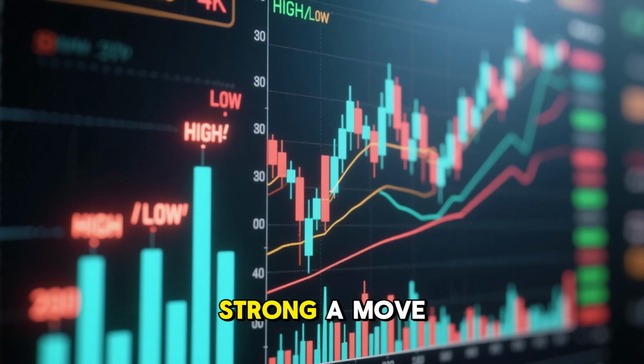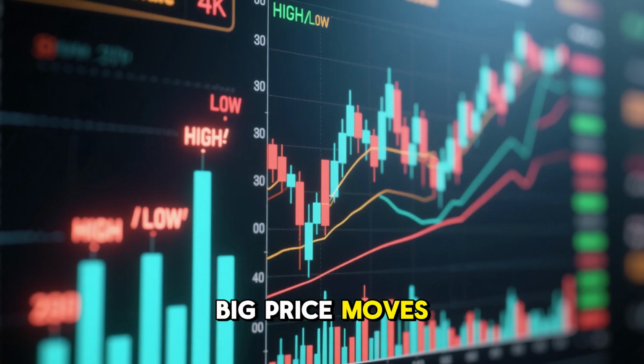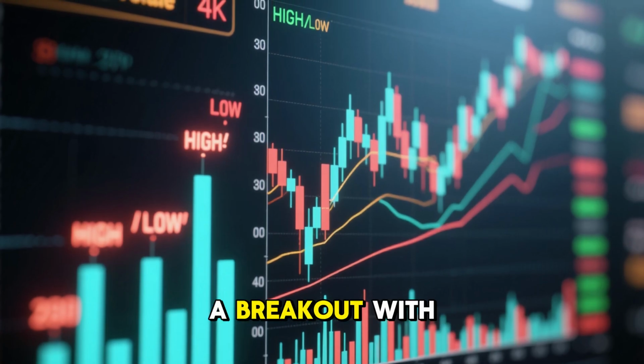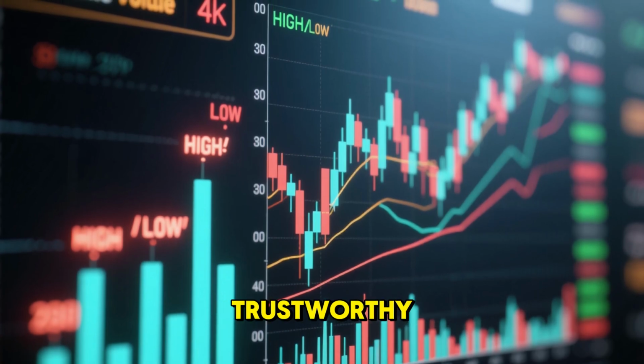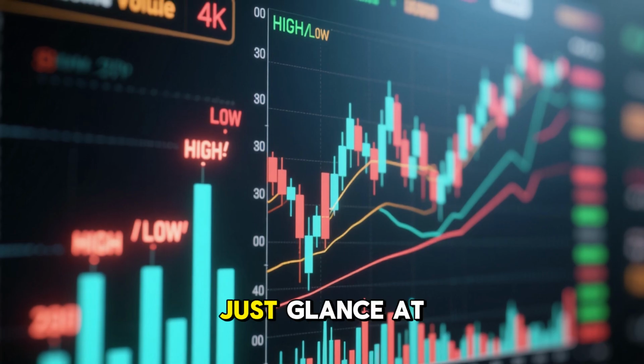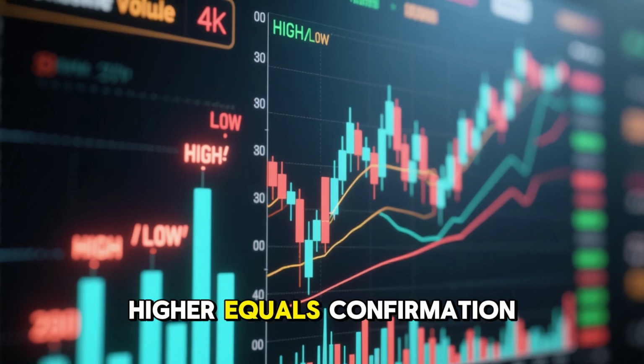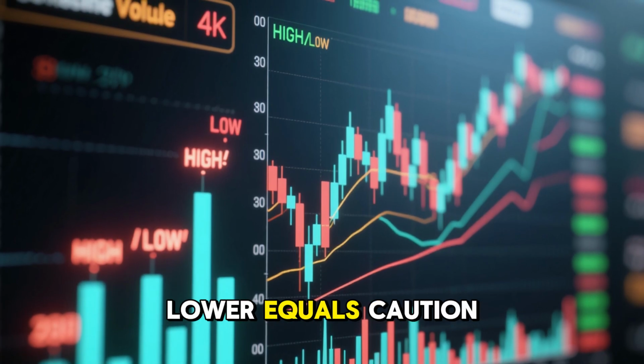Volume shows how strong a move is. Big price moves on low volume are suspect. A breakout with higher than average volume is more trustworthy. For day 2, just glance at volume. Higher equals confirmation, lower equals caution.